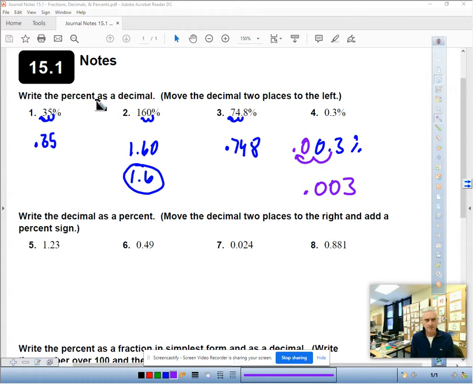That's how you convert a percent to a decimal. When you're going from a decimal to a percent, you just do the opposite. You move the decimal 2 places to the right. So when I have 1.23, I'll move it 2 places to the right. I get 123%. 0.49, also known as 49 hundredths. Move it 2 places to the right. We get 49%.